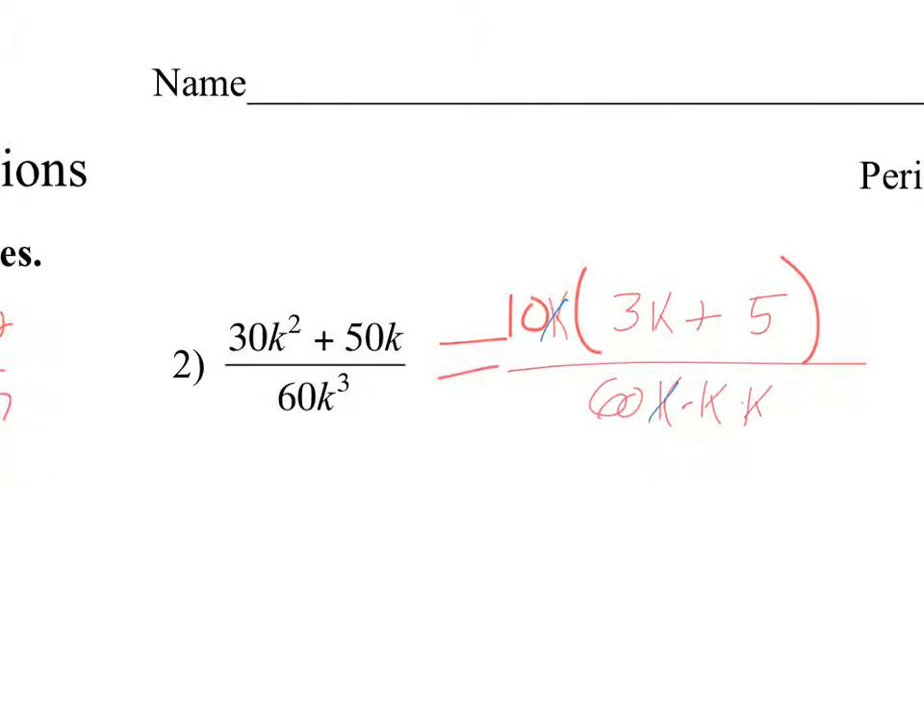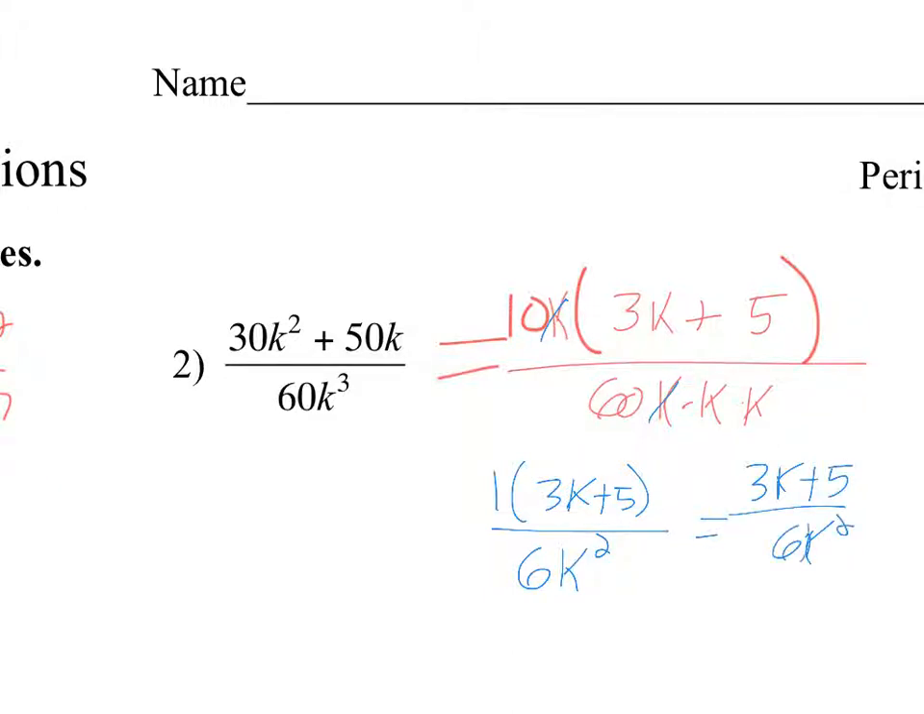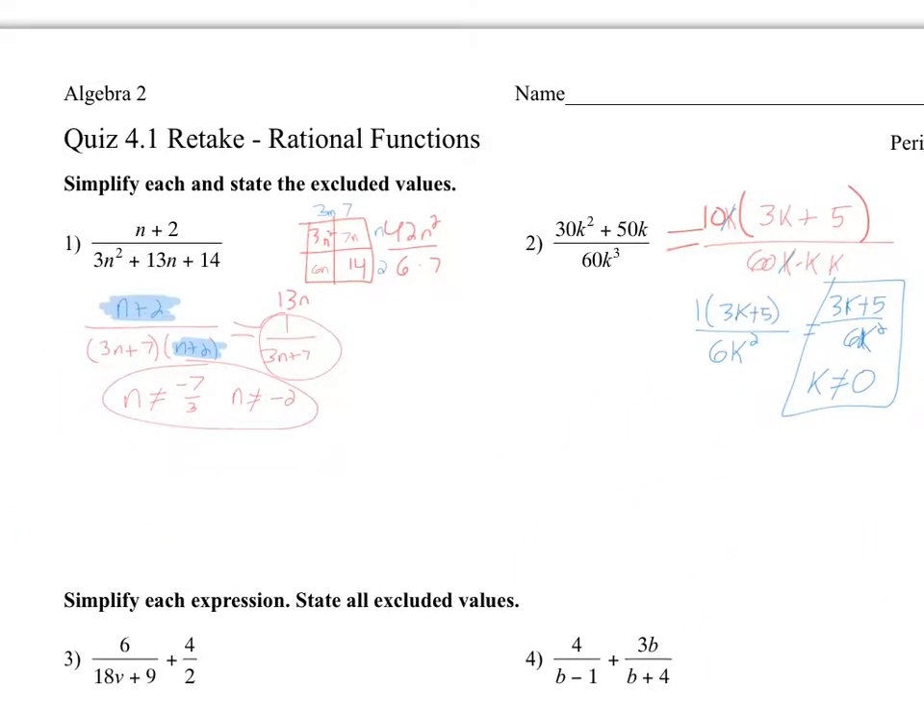So I've got just 1 times 3k plus 5 over 6k times k. I just have 2k, so k squared. So you could rewrite that in a nicer way as 3k plus 5 over 6k squared. But k cannot be 0. So I would say that would be our final answer for this. All I did was factor and simplify the giant ones that I had.